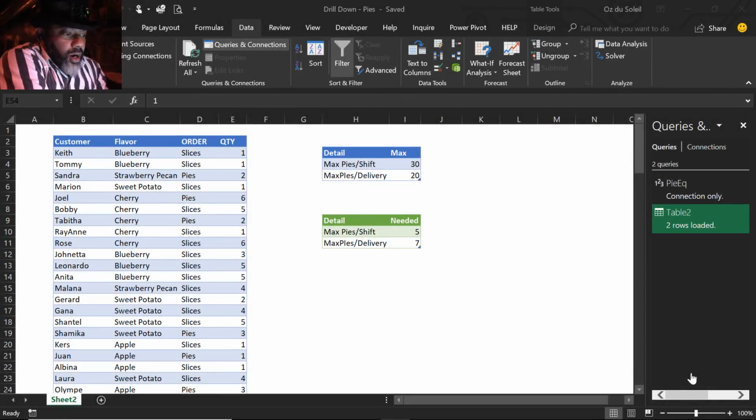Okay, so here are our orders. And we've got the maximum delivery and shifts. And this is telling us that we need 5 shifts and 7 deliveries. How did we get to that?